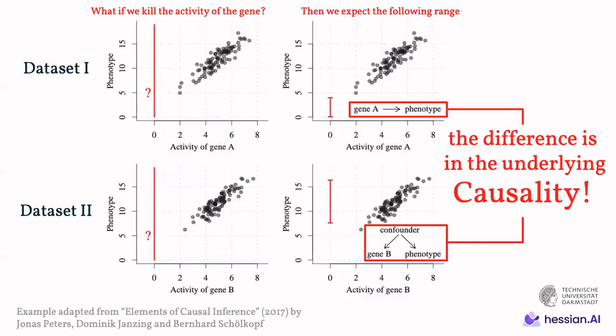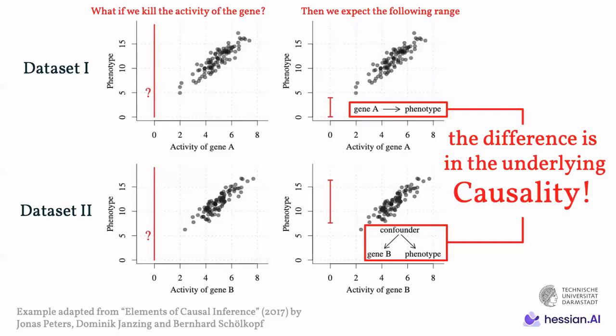But for data set 2, the same thing wouldn't work, because gene B is actually not a cause. There is a common confounder, a common cause, which is causing both gene B and the phenotype. And that's why it seems like they are causing each other. At least we see this correlation, just like in data set A. But if we were to kill the activity of gene B, since it's not causing the phenotype, we shouldn't be changing our prediction. We would still expect the same range of approximately 7.5 to 16.5 here.